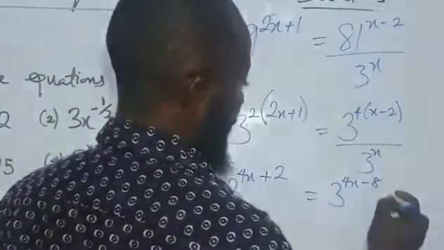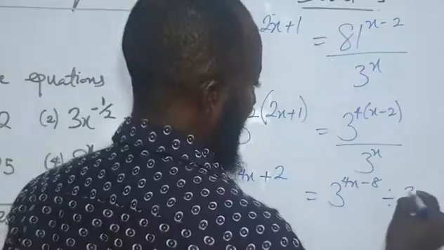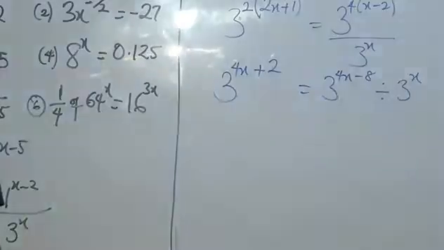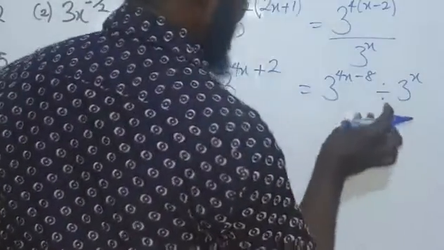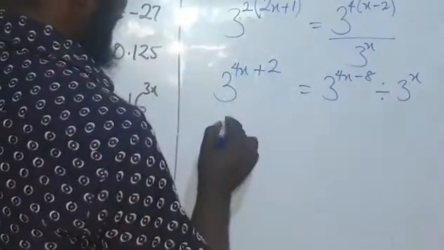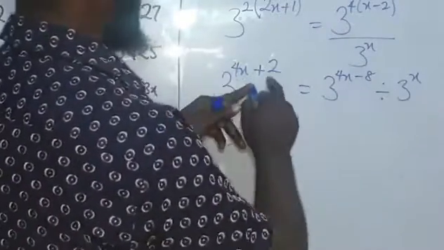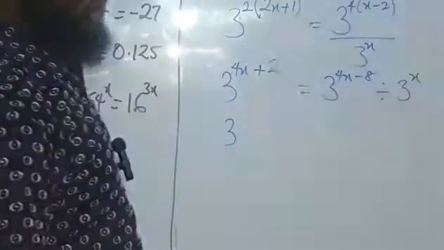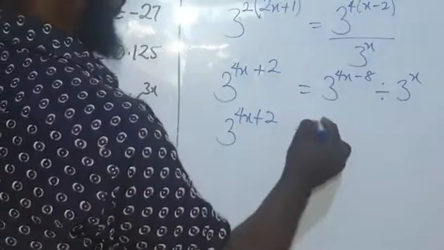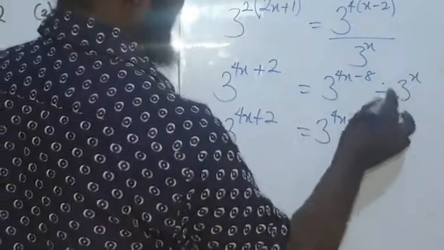This is a division line, divided by 3 raised to x. Am I with you? Now, what we're going to do is first combine this before we cancel. We combine this first into a single one, because that's a mistake most students usually make. They just say 3 can go, they forget that it is going to change to minus because of the division. So 3 raised to 4x plus 2 on one side, and 3 raised to 4x minus 8 minus x because of the division.